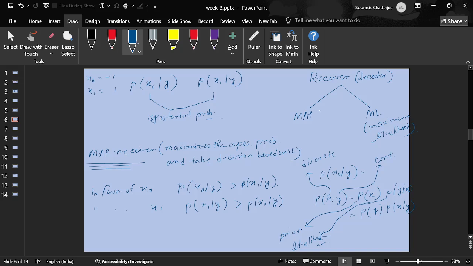So I'm talking about the MAP receiver in this question, but there is an ML receiver possible. So what does the ML receiver do? When we say ML receiver, that means the receiver maximizes the likelihood probability and takes a decision based on that. But that's a slightly different topic altogether. We'll see that later. Now let's focus on these a posteriori probabilities. So we have reached this consensus that it is going to decide that x0 is transmitted when the a posteriori probability of x0 is greater than that of x1. Fine. Now how do I compute that probability of x0 given y or x1 given y?